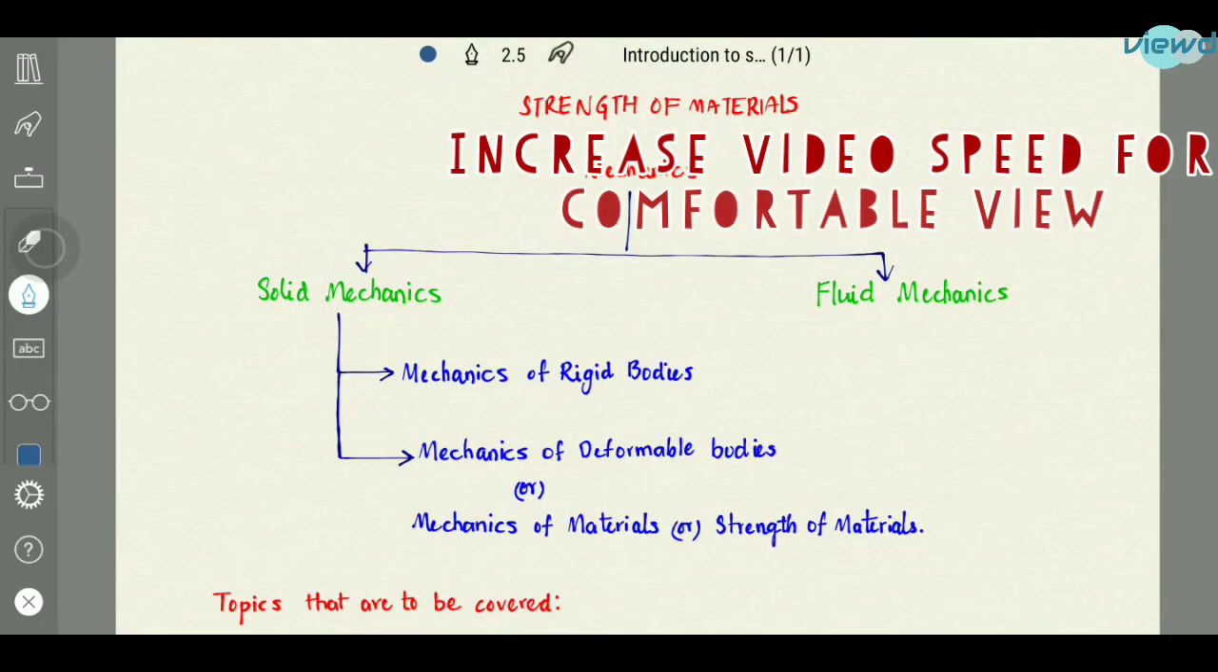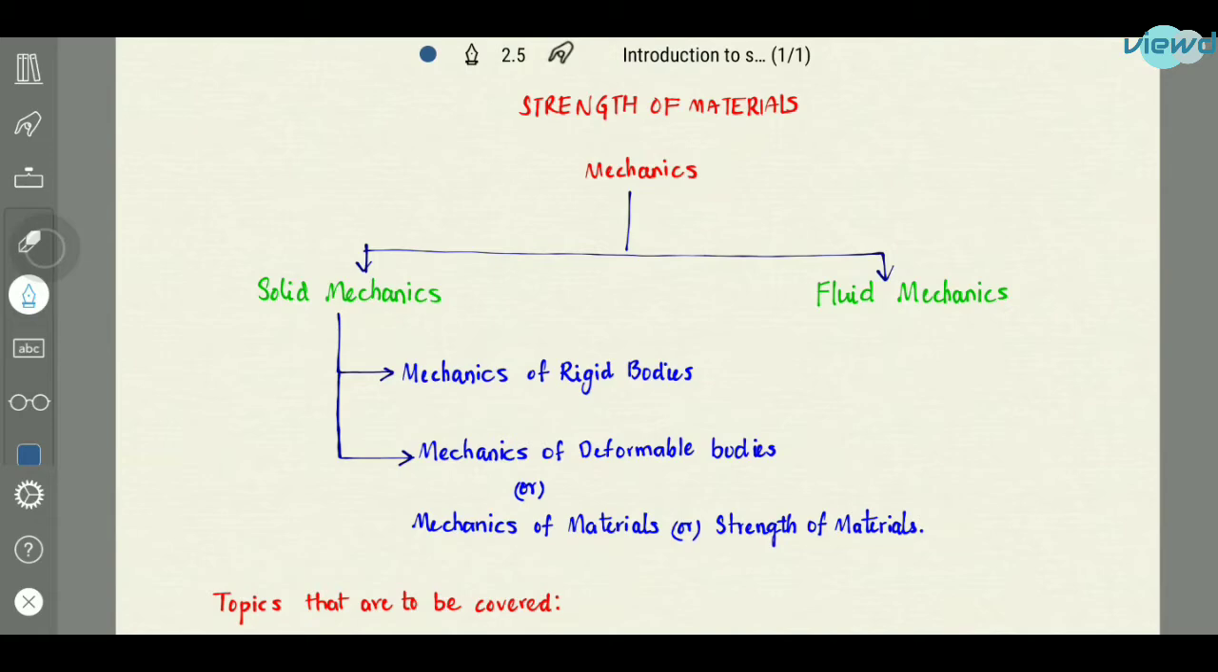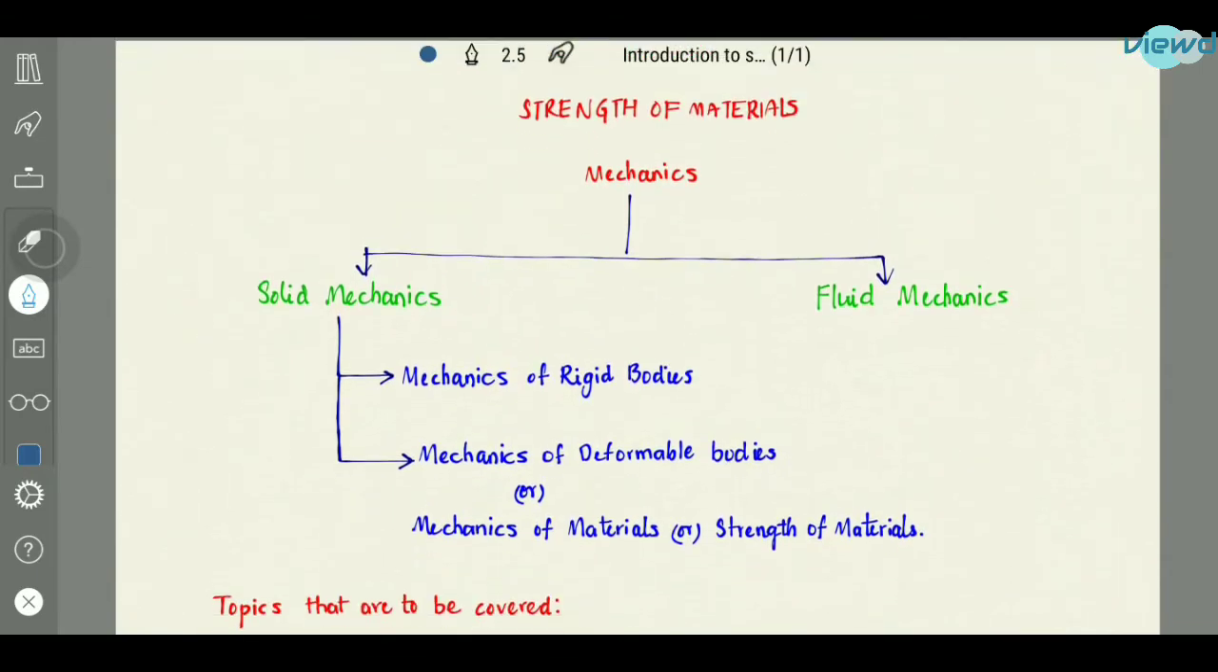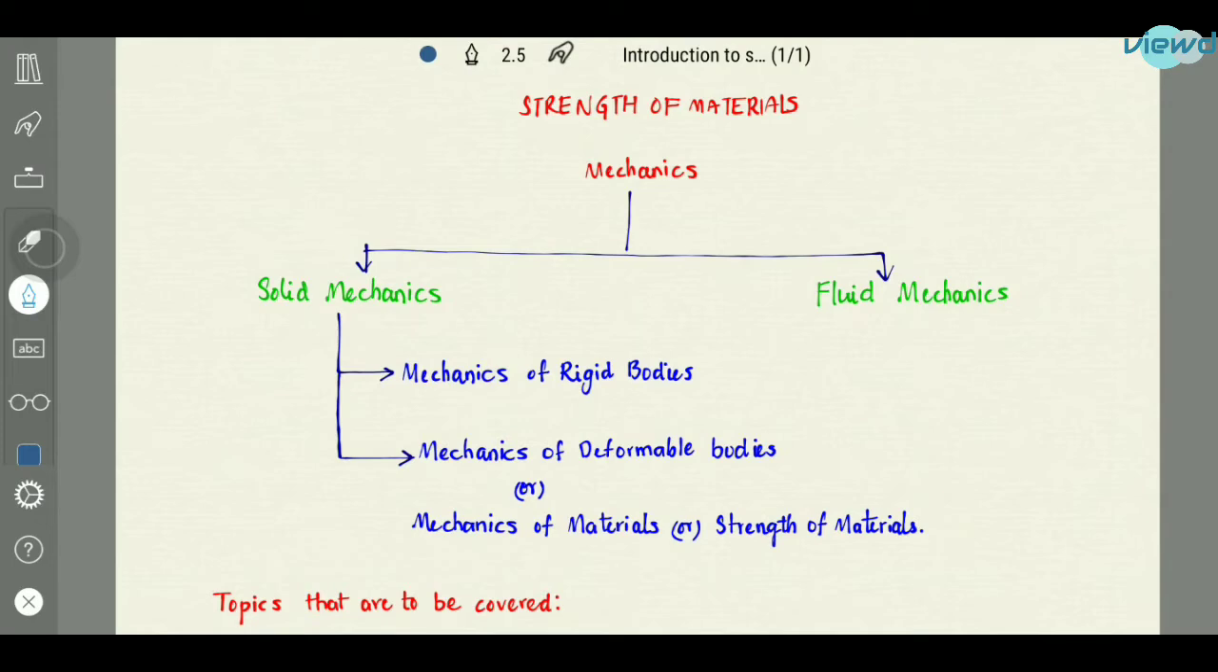This is the video of introduction to strength of materials. In this video, let us see what is strength of materials, weightage of strength of materials in GATE, and what are the topics to be covered in GATE exam. And let us see this. In engineering mechanics lectures, we have seen the classification of engineering mechanics.